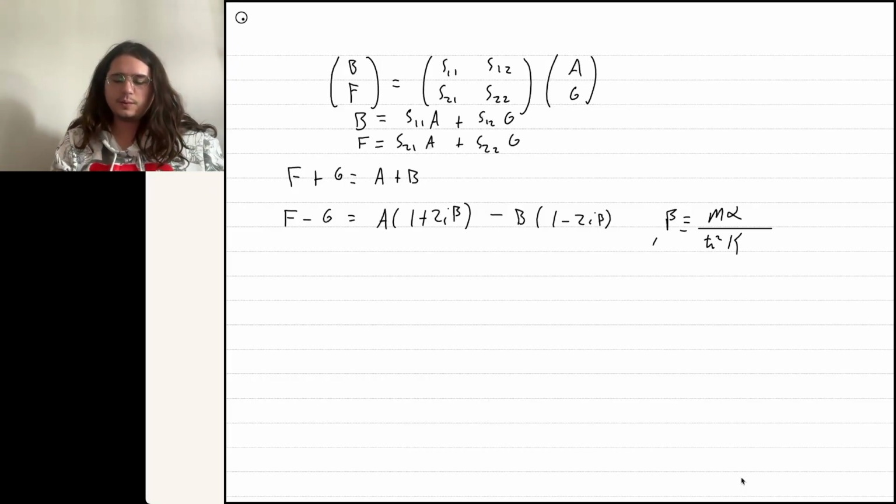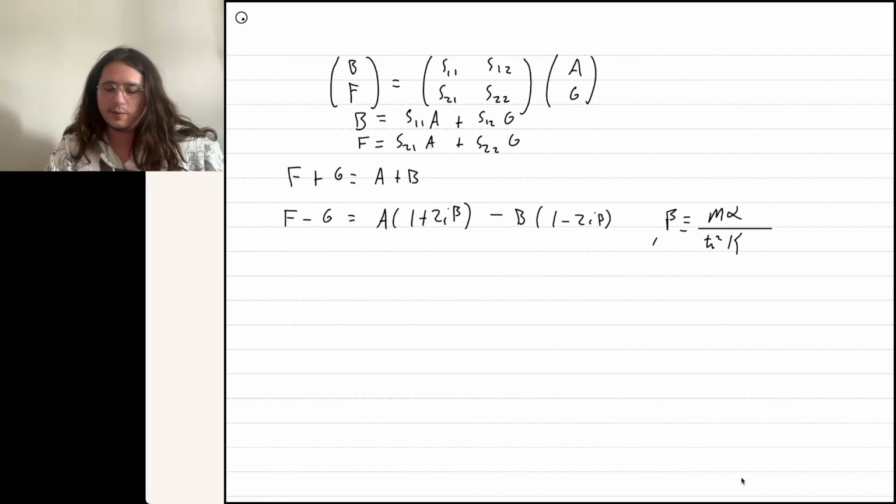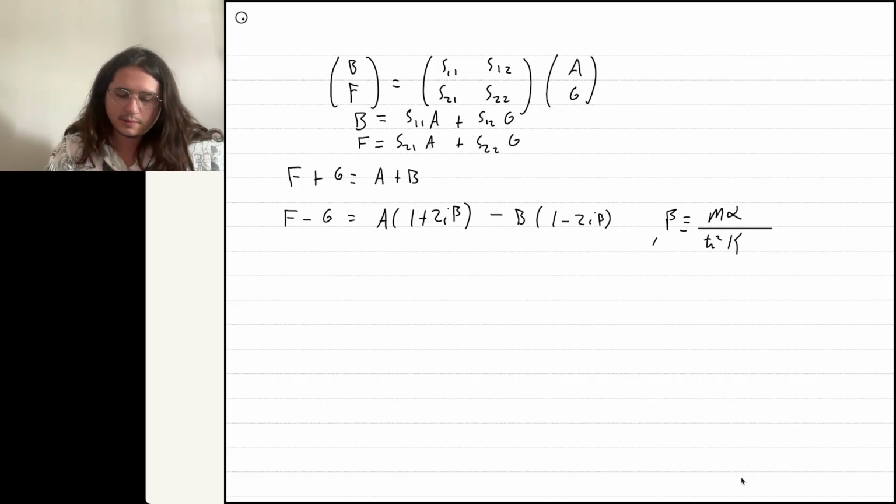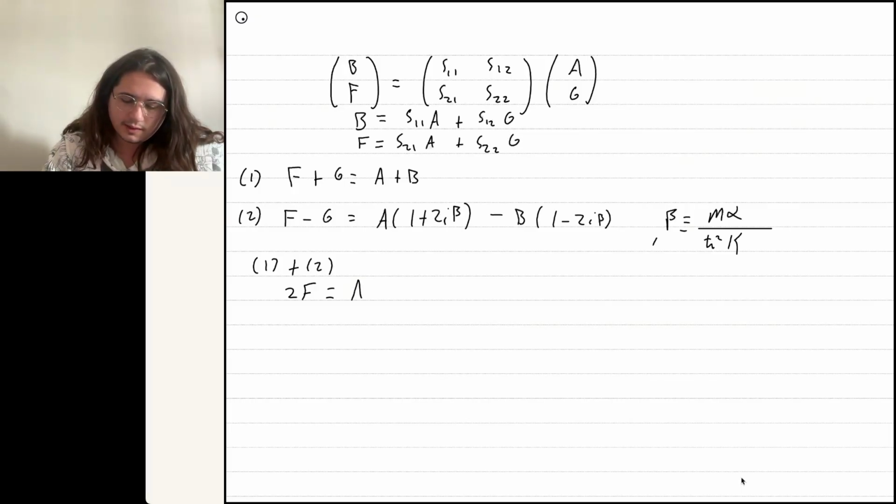We need to put these two equations into a form in terms of A and G instead of A and B. So let's do this first. If we call this equation 1 and this equation 2, let's add the two equations together. On the left side you get 2F, and then plus G minus G makes 0. On the right you get A plus A times 1 plus 2i beta, plus B minus B times 1 minus 2i beta.